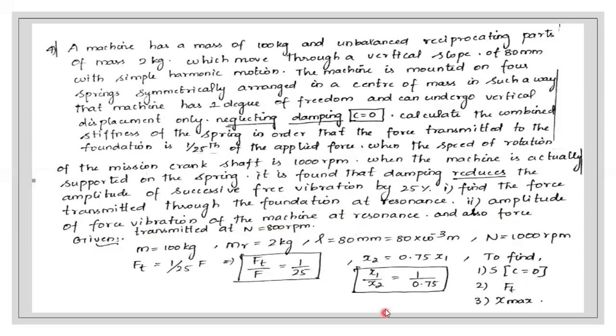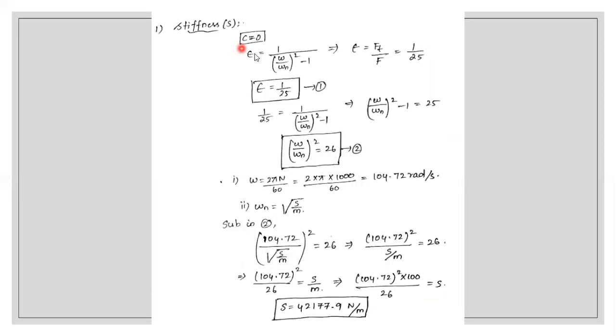So actually we need to determine four things. First, the combined stiffness; second, the force transmitted; third, the x max amplitude at resonance condition; and fourth, which they haven't written here, the force transmitted at 800 rpm. First we need to determine the stiffness, right? Ignoring damping means C will be equal to 0.